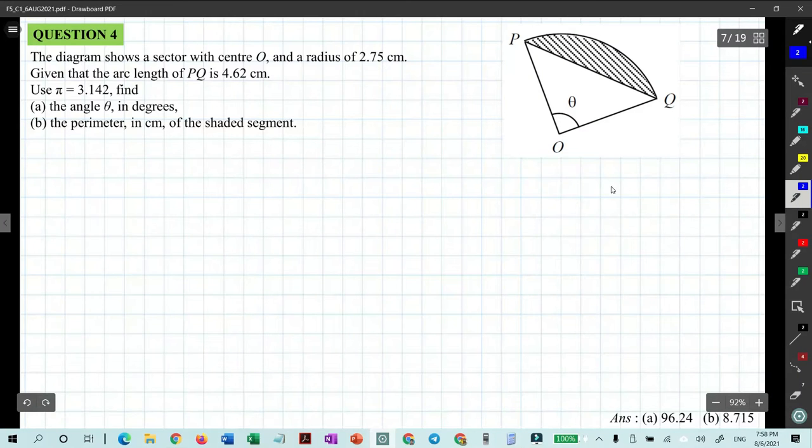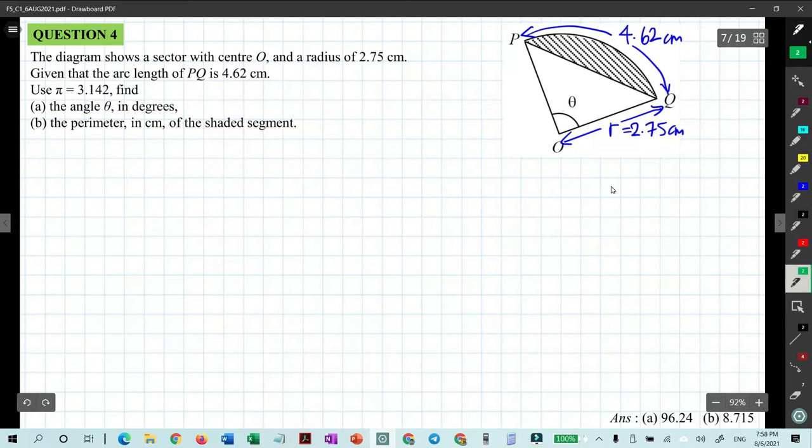Let's look at question number 4. The diagram shows a sector with center O and the radius of 2.75 centimeter. So the radius is here and the value is 2.75 centimeter. And then the arc length is given as 4.62 centimeter.